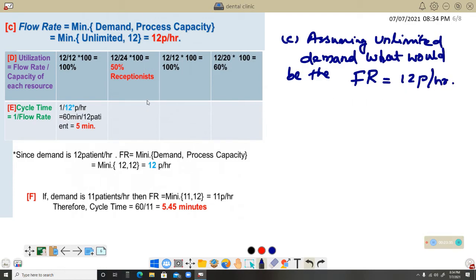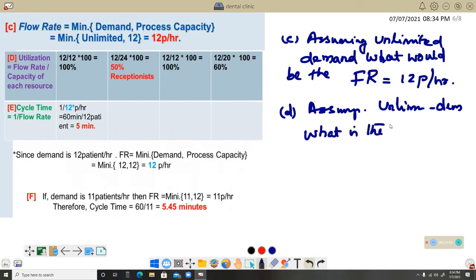That's all. For question D, we are asked again with unlimited demand, what is the utilization of the resource receptionist? Question D goes like this: With the same assumption of unlimited demand and so on, what is the utilization at the resource receptionist?